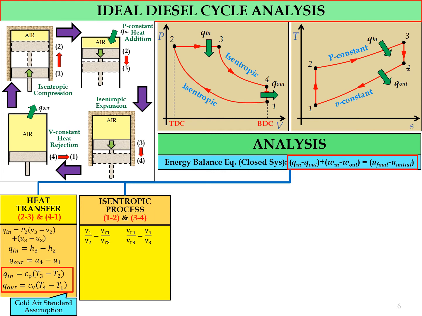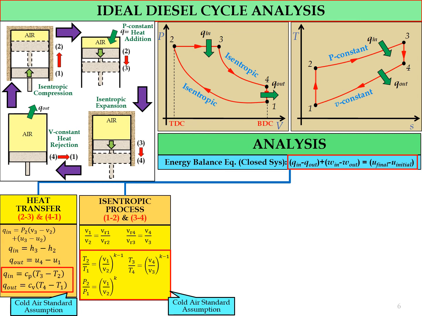As you can see in the Otto cycle, the value of V1 divided by V2 is equal to the value of V4 divided by V3. But in the diesel cycle, we have a different volume ratio, as you can see in this equation, where V1 divided by V2 is not equal to V4 divided by V3. By using the cold air standard assumption, we have a slightly different value. T2 divided by T1 is equal to the bracket V1 divided by V2 with the power of k minus 1. The same goes for the temperature at state 4 and state 3.